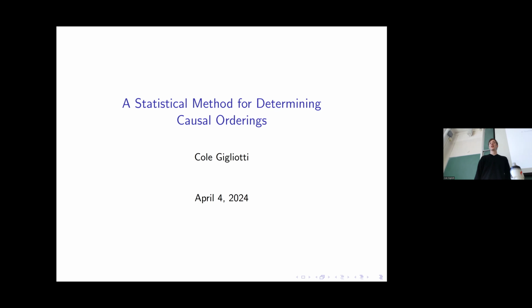So the main goal of the paper is to come up with a statistical method for determining causal orderings for a linear causal model. It's on the next page.